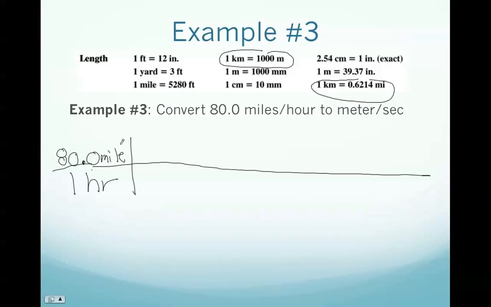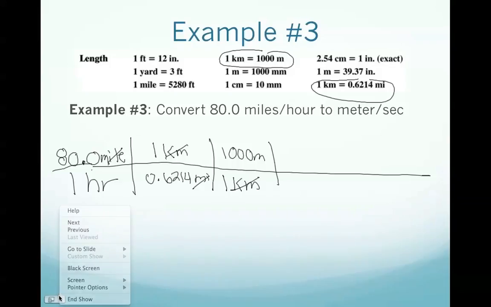So I'm starting with miles up above. I want to get rid of that, so I have to put my 0.6214 miles down below in the denominator, and then that's equal to 1 kilometer. Okay, my miles can then cross out, which is great. I now can go from kilometers to meters. Okay, 1 kilometer is equal to 1,000 meters. Okay, these kilometers cross out, so now I'm left with meters, which is what I want in my numerator.